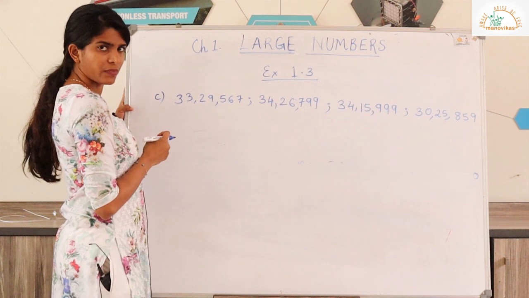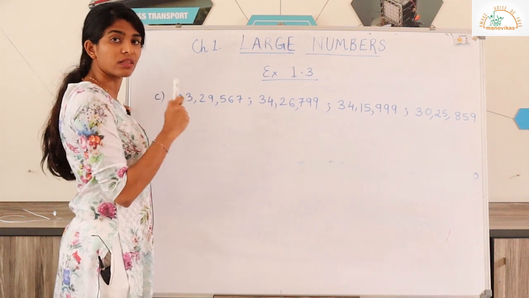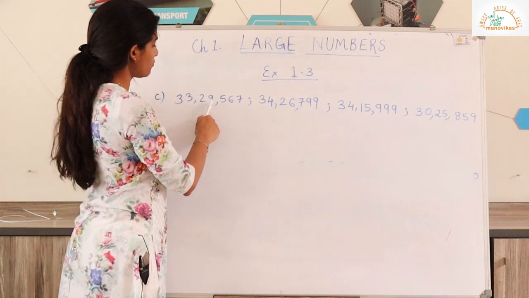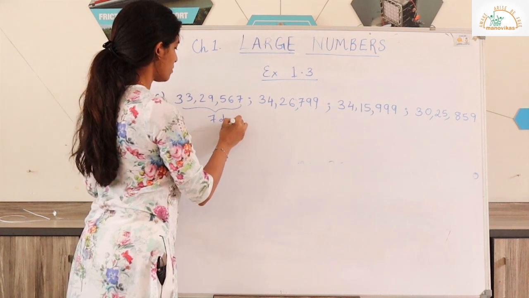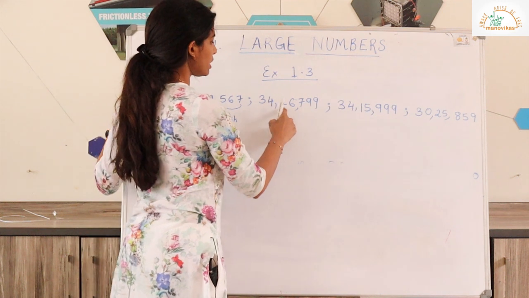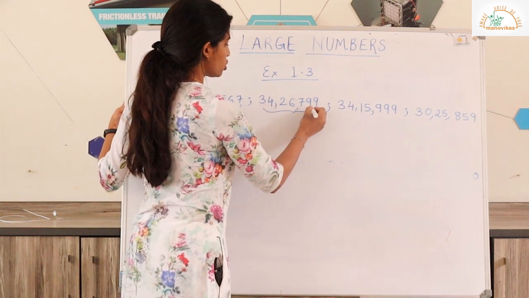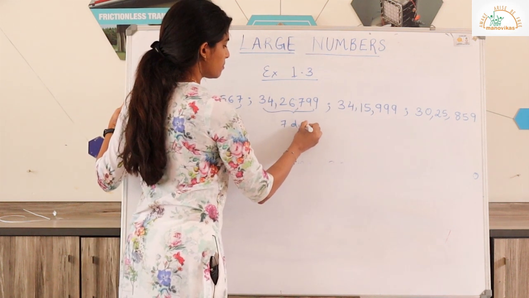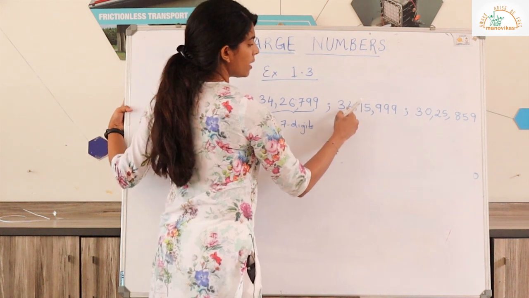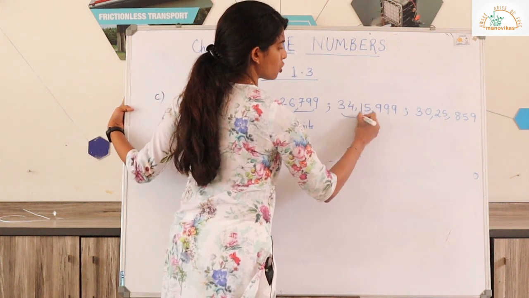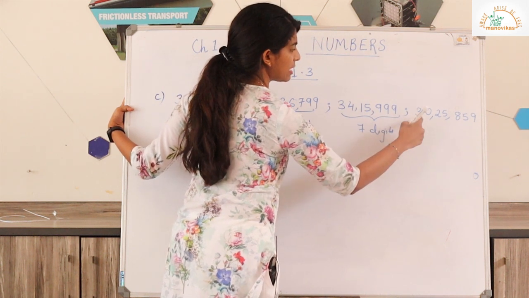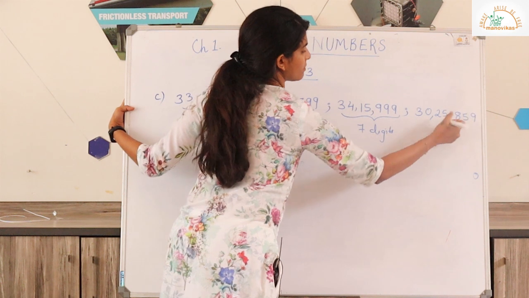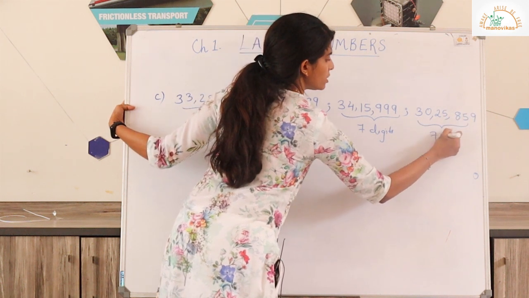The same way. Now here we have to first count the number of digits. 1, 2, 3, 4, 5, 6, 7. Here we have 7 digits. 1, 2, 3, 4, 5, 6, 7. Here also we have 7 digits. Here also we have 7 digits. And finally 1, 2, 3, 4, 5, 6, 7. So all are 7 digits.